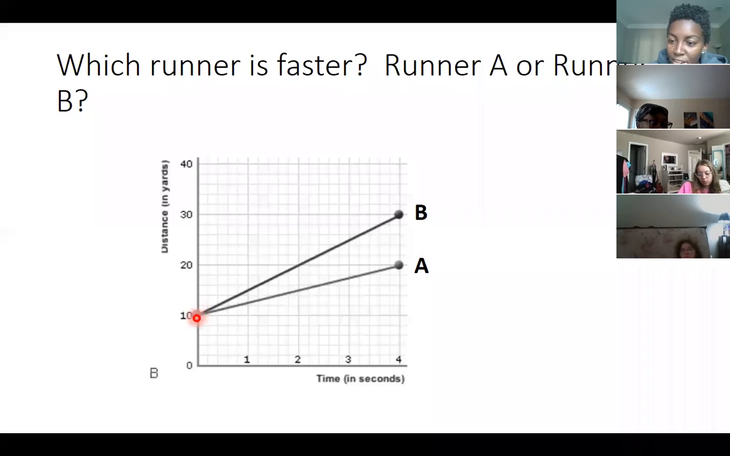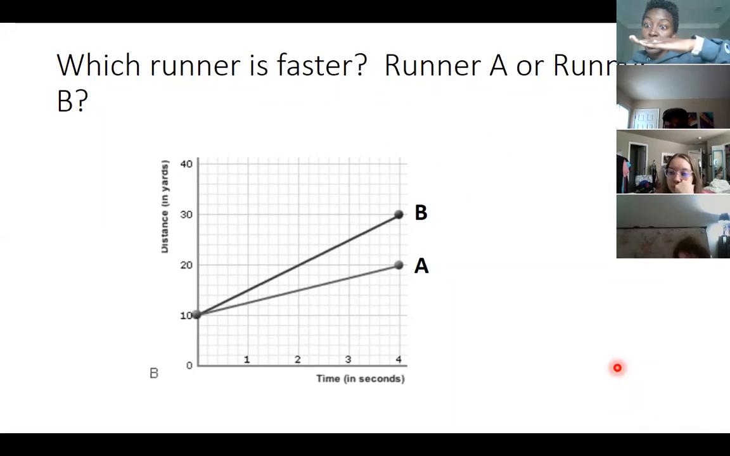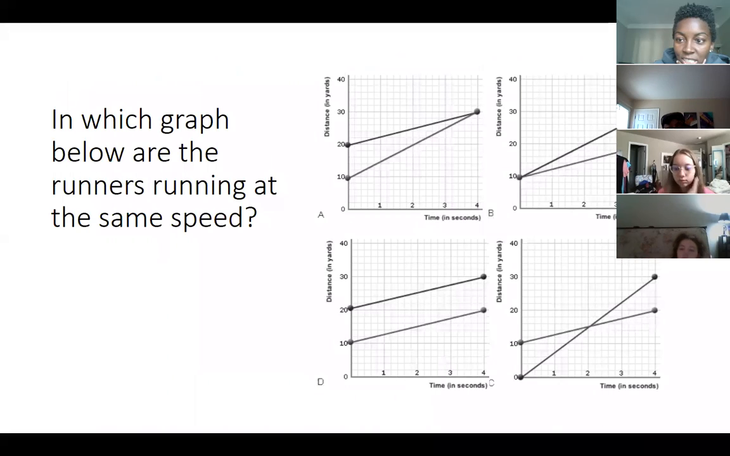So they both started at the same place, all right? And even though they ran the same amount of time, 4 seconds, runner B got way further. He got 30 distance away. His distance is 30 versus runner A's being 20. So he must be running faster because he covered more distance in the same amount of time. So remember, the more your line starts to stand straight up, that means the faster you're going. Okay. All right. Next question.